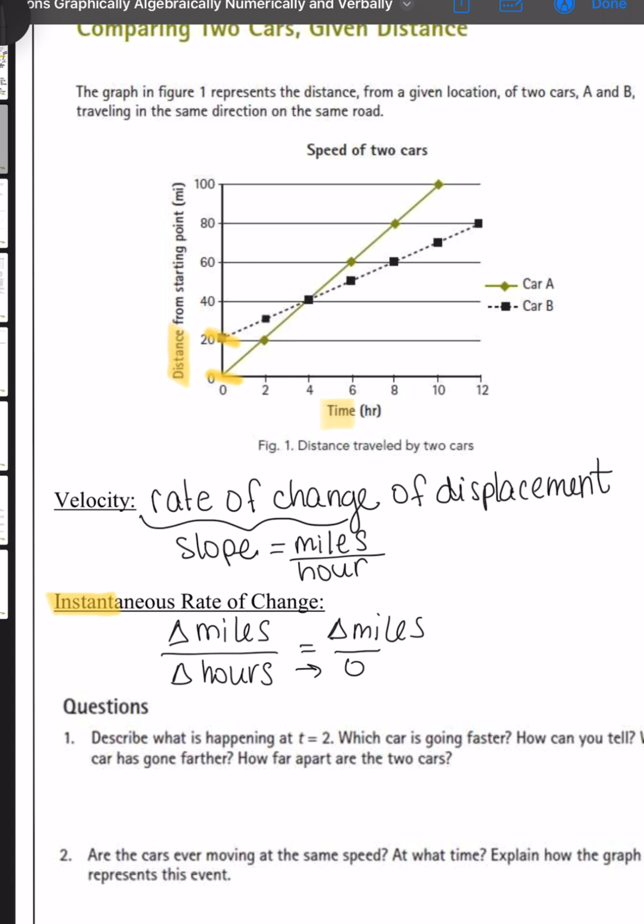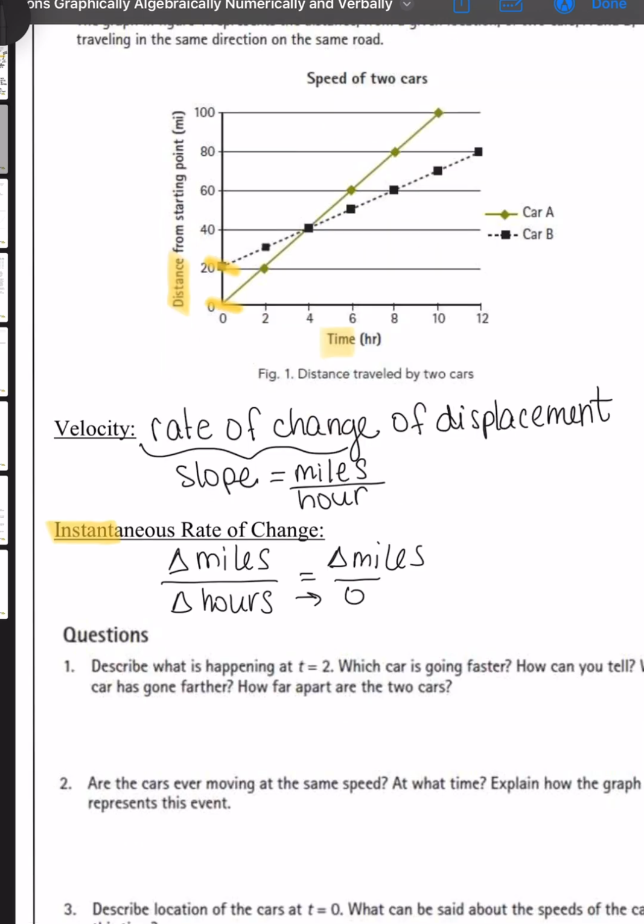Okay, so now I've introduced us to a couple of concepts, and really the only concept that we need to understand here is velocity. Now let's answer the questions. Describe what is happening at t equals 2. So at 2 hours, we're going to describe what is happening.